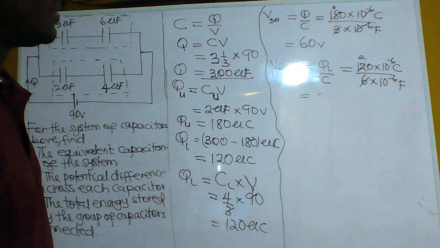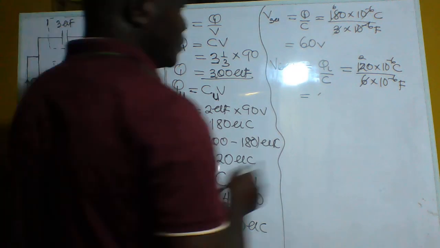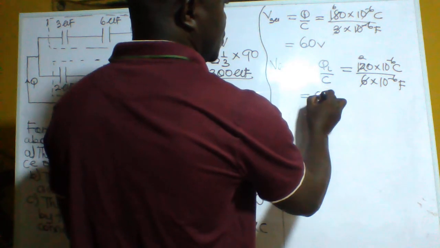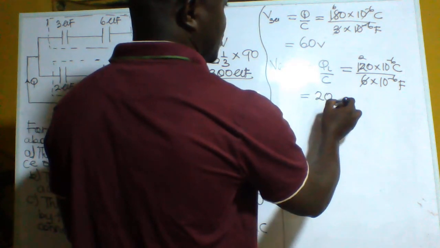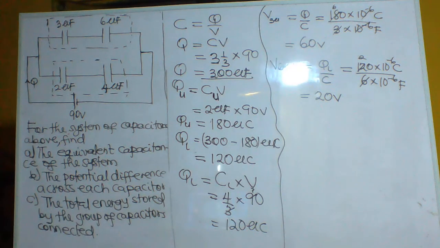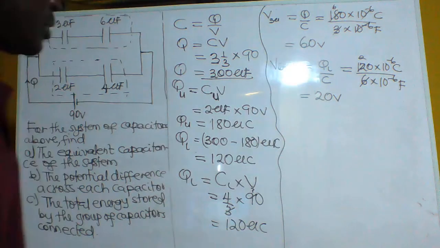60, and this is 20 volts. Okay, so we have 20. When you add everything, you have 20. Alright, so we have 20 volts across it.